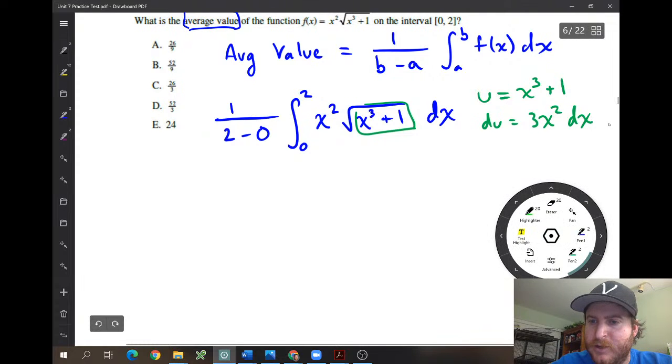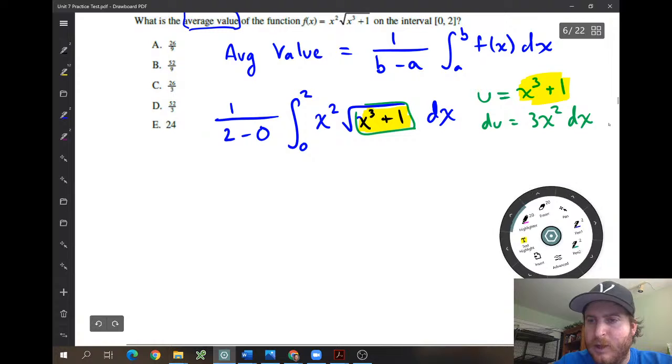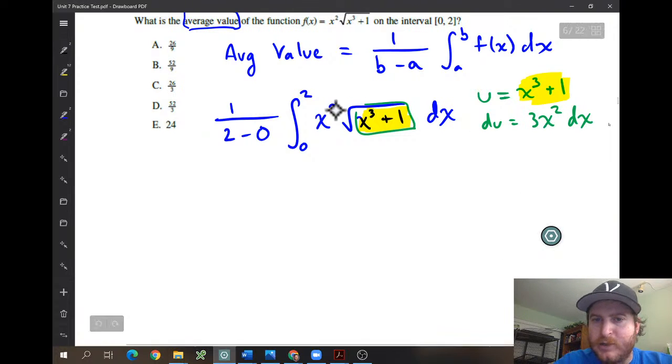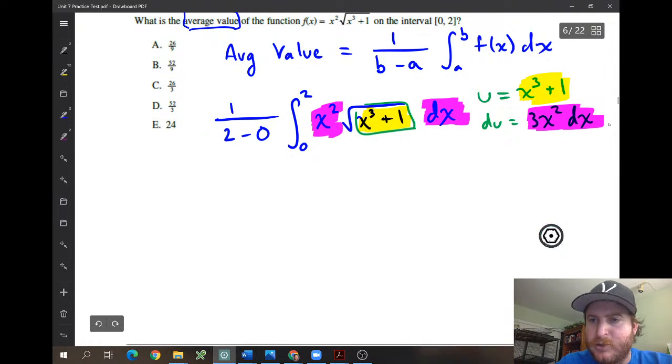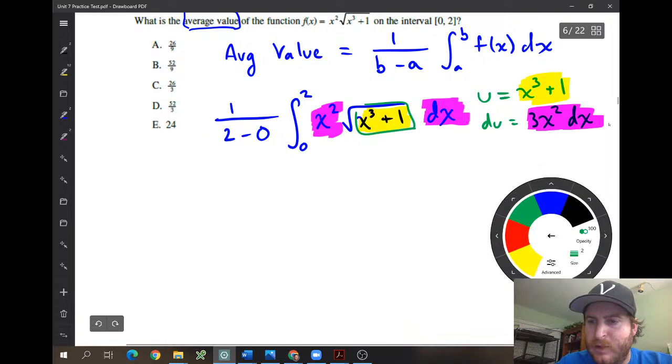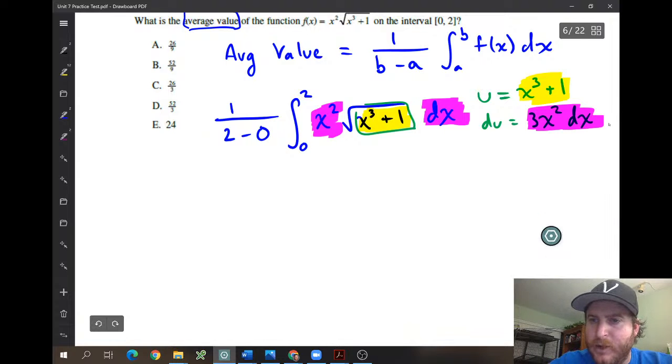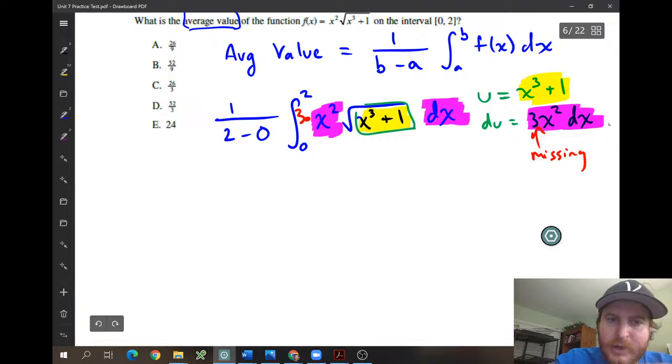So I'm going to highlight this, just to make it easier on us. We have our u is the x cubed plus 1. That's going to turn into u. For du, I want 3x squared dx. I want to have a full 3x squared dx. But all I have right now is x squared dx. So what am I missing? I'm missing the 3, right? That's what I'm missing. So I need to multiply times 3 inside, and that means I would multiply times 1/3 outside.